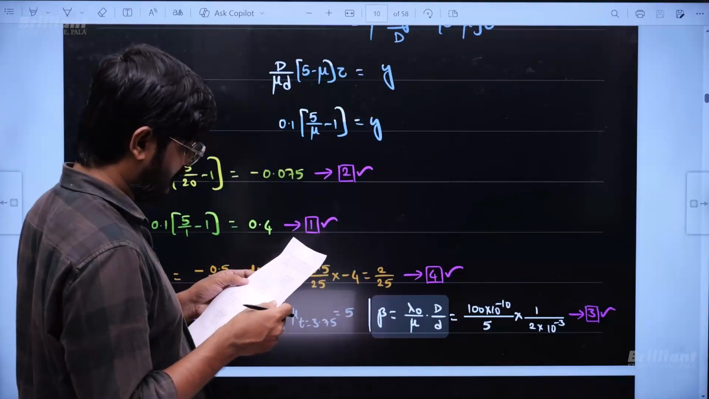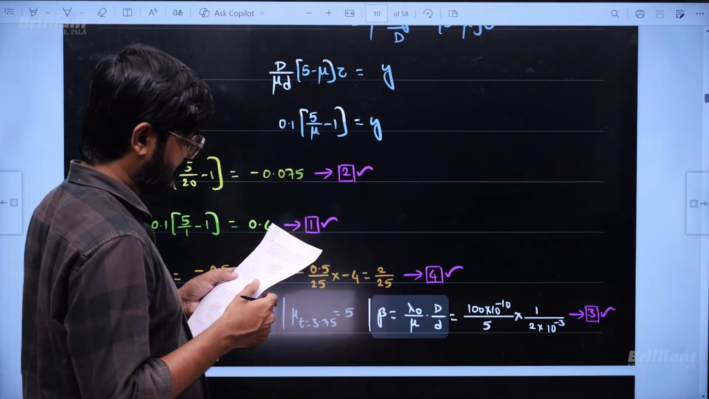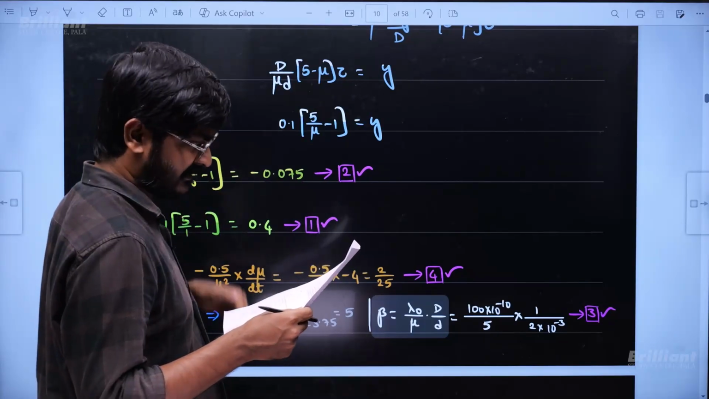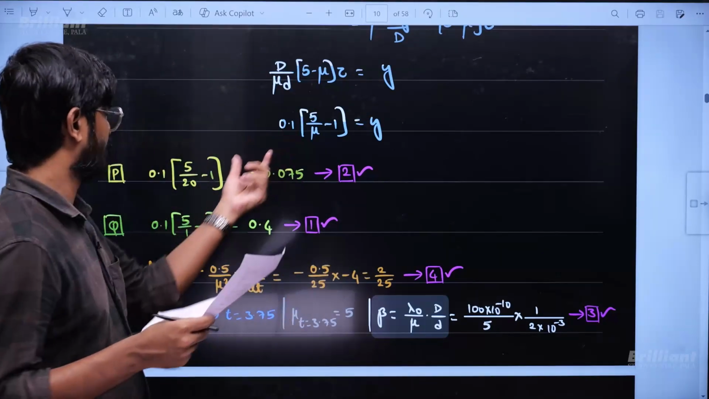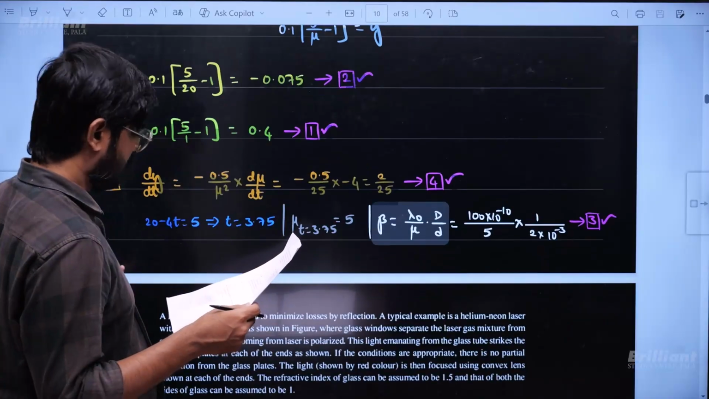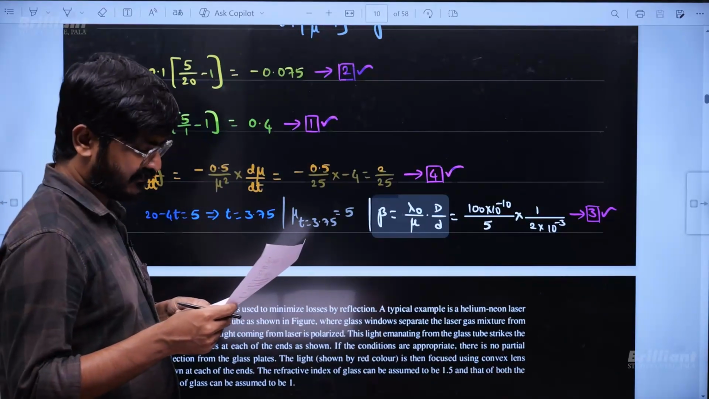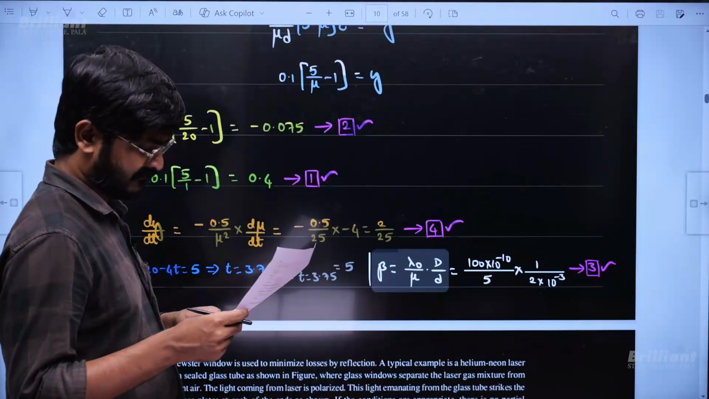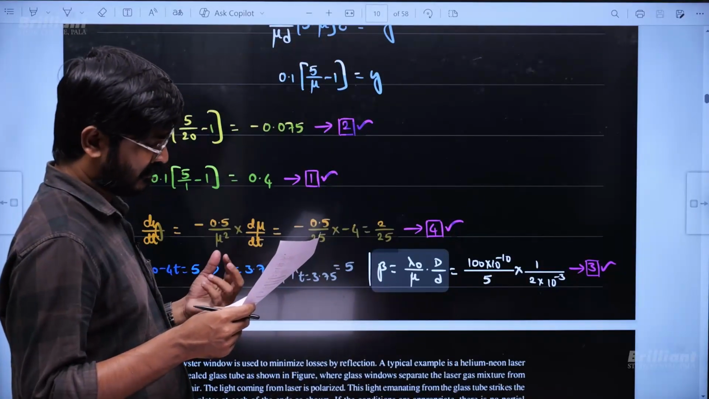Then similarly at t equals 5 seconds. At t equals 5 seconds, it may look like mu is 0, but they said after becoming 1, it doesn't change. So you have to substitute the mu value as 1, and then you will get 0.4. Then they were asking what is the speed of the central maxima, that is, at what rate this is changing when it is at the geometrical center.